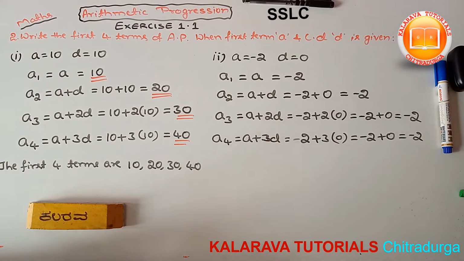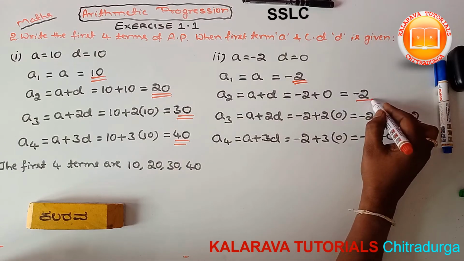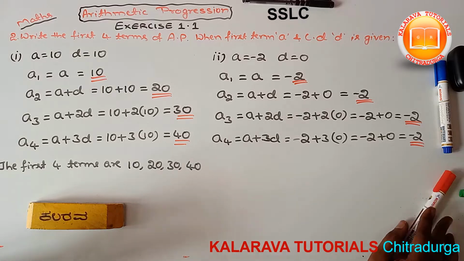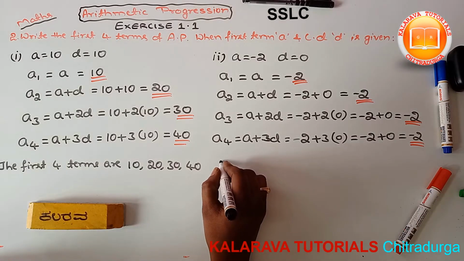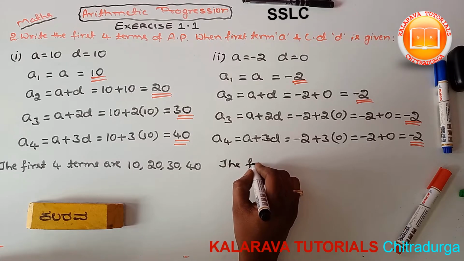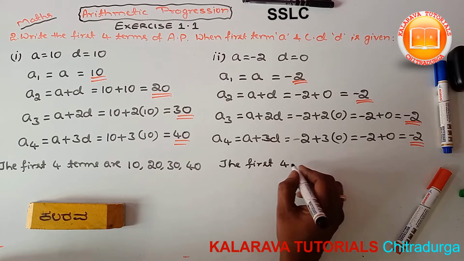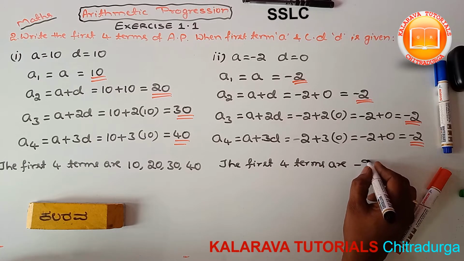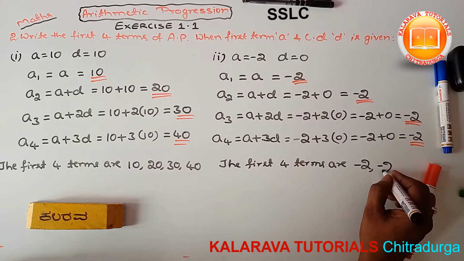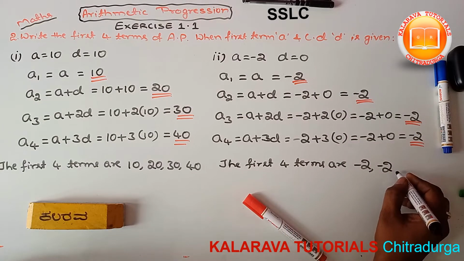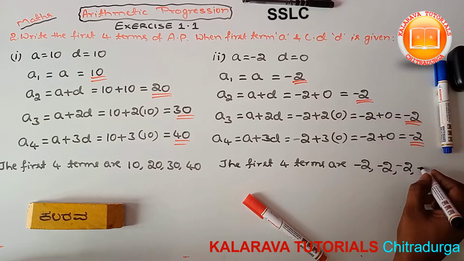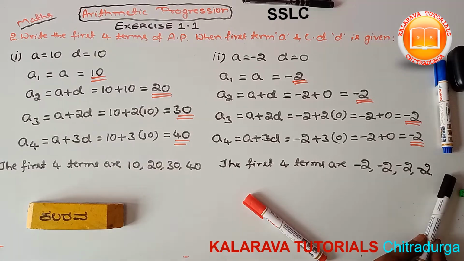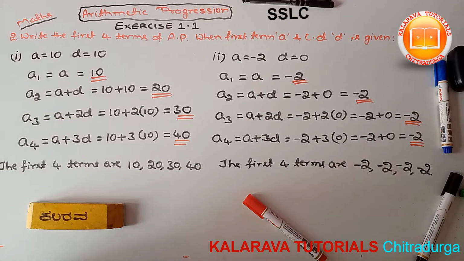Students, you observe here, we found the first term is minus 2, the second term is also minus 2, the third term is also minus 2, and the fourth term is also minus 2. So here we write the first four terms. The first four terms are minus 2, minus 2, minus 2 and minus 2. So these are the four terms of the AP. Now we move on to the third problem.